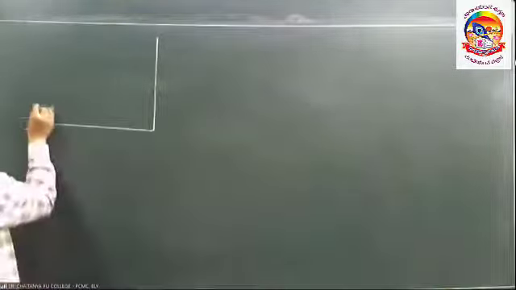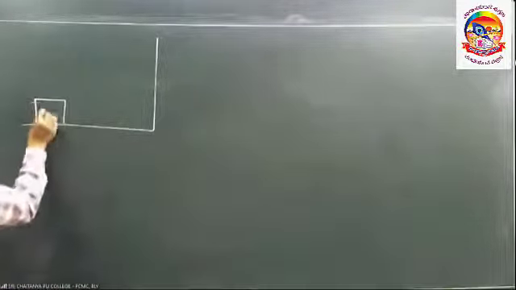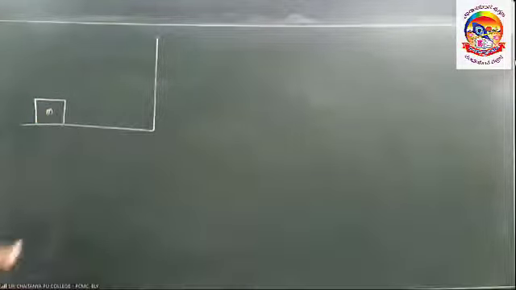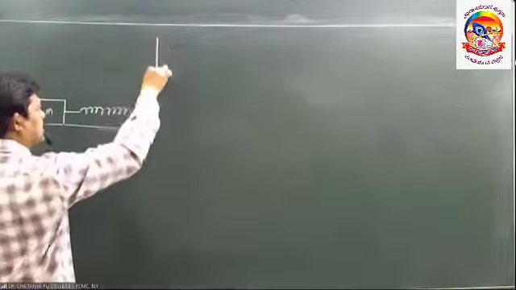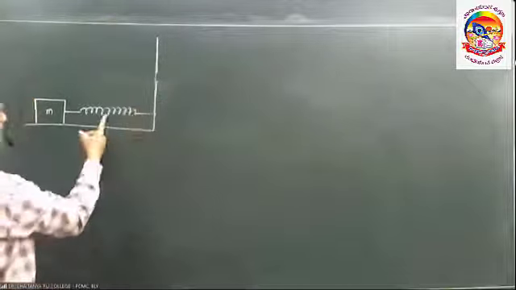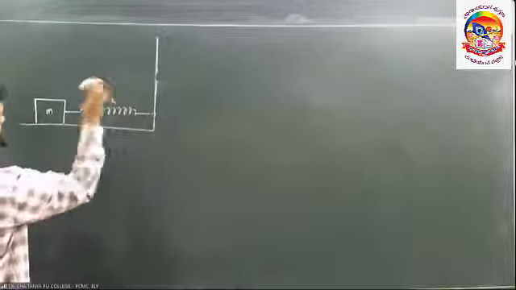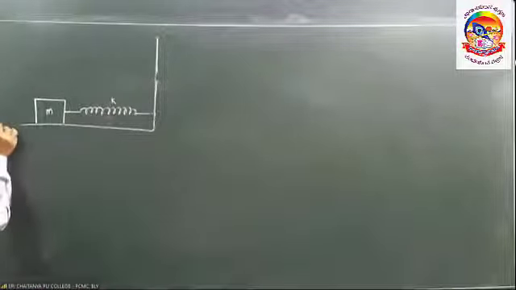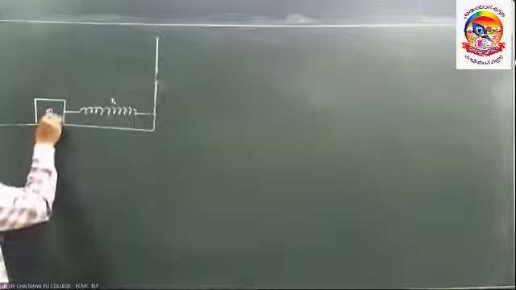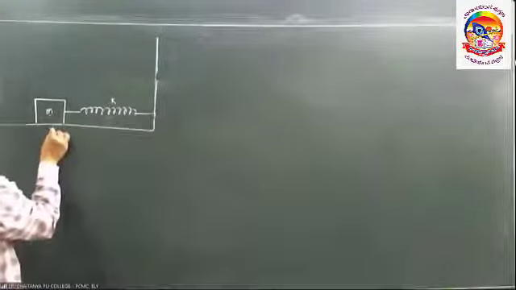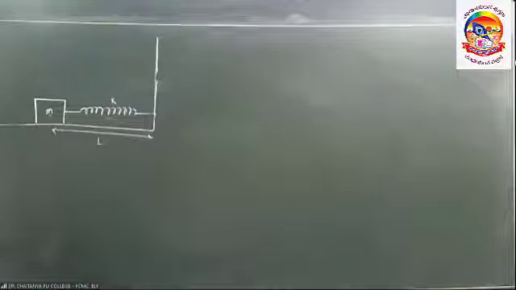This is a smooth surface, and here is a block of mass m. This block is connected to this rigid support by using a spring of spring constant K. The initial separation between the center of the block and the wall, let this be L. Initial separation is L.